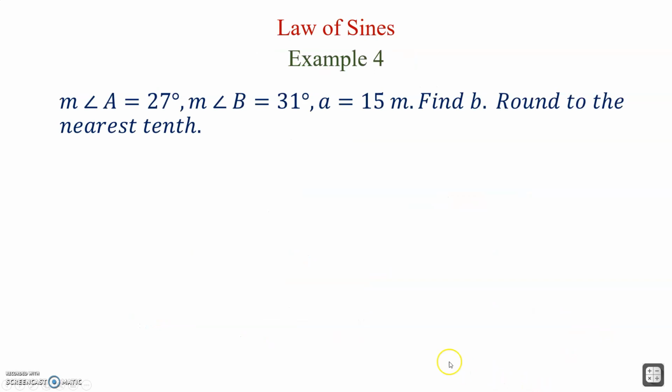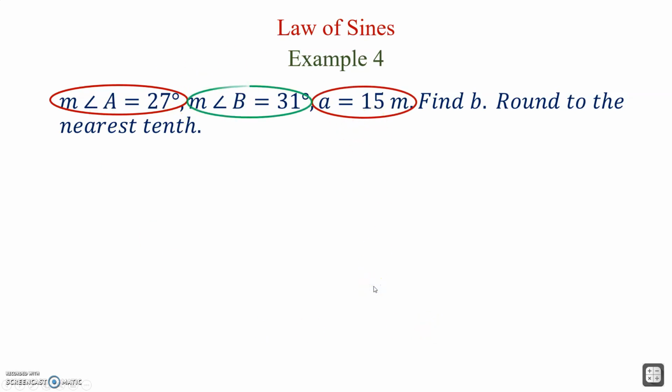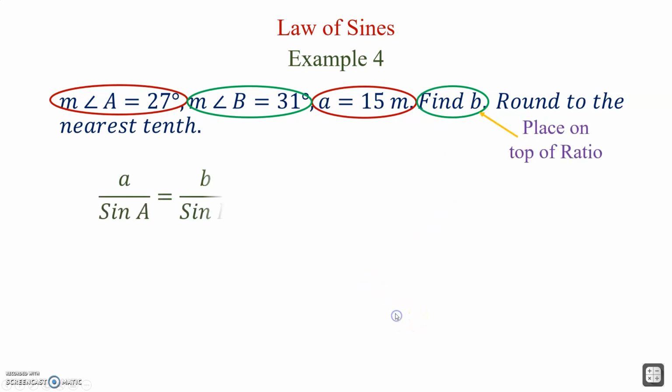One more example. Here, notice no pictures are given. So we'll have to determine how to set up the ratios by the variables given. Well, here we're given angle A and lowercase a. So there's no need to actually draw a picture. We can tell that these are opposite each other. And we've been given angle B and lowercase b. So there's our second ratio. And because we're trying to find lowercase b, we're going to put this on top. So our ratio: lowercase a over sine A equals lowercase b over sine B.